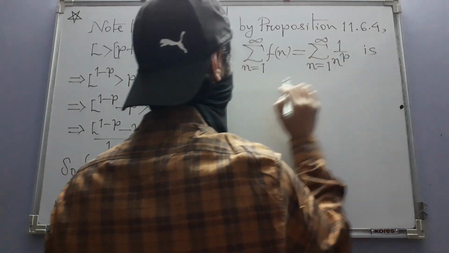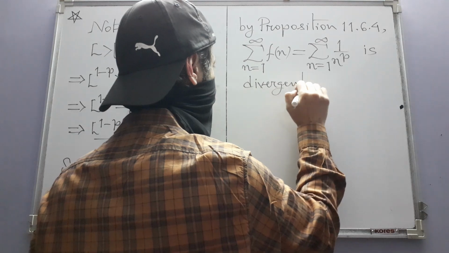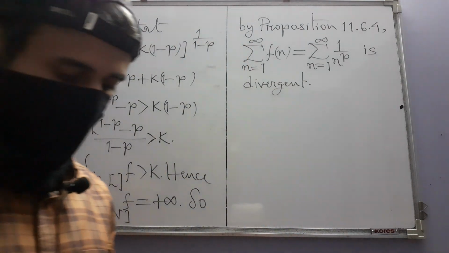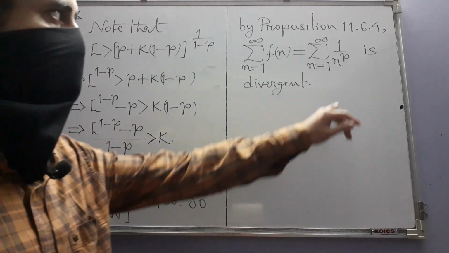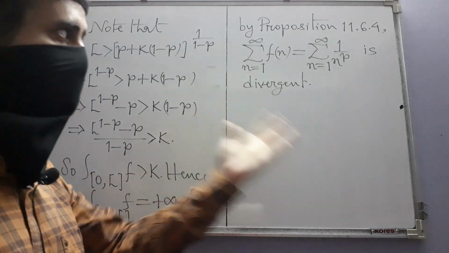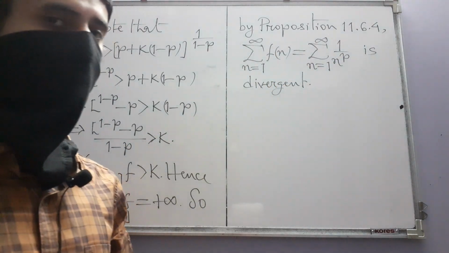This is divergent, and that completes the proof of the corollary. So that result from the 7th chapter that we have already proved for rational P has been extended in the same form for any real P.